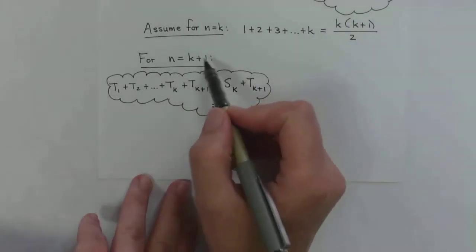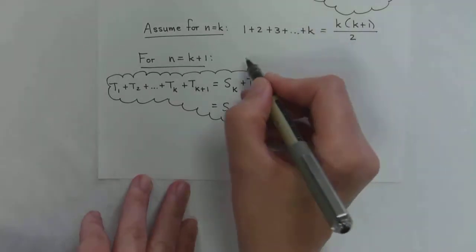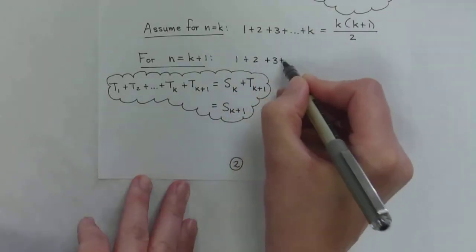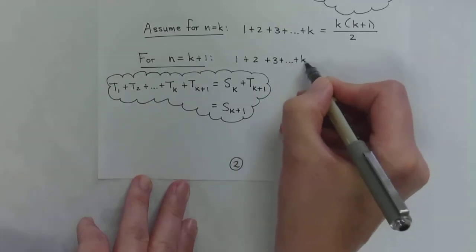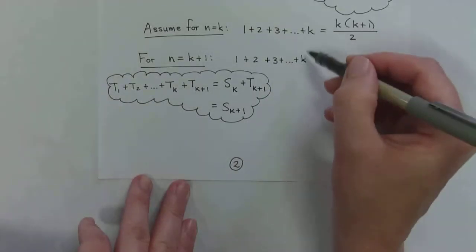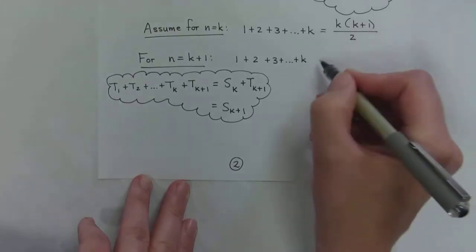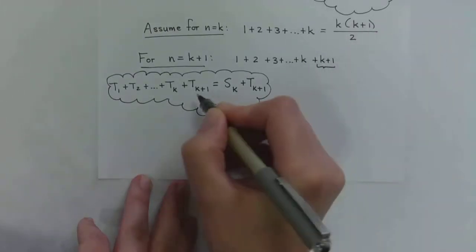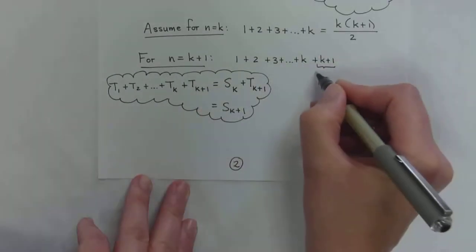Okay, so for n is equal to k plus 1, I will then go and say it's 1 plus 2 plus 3 plus, skip a few, and I go to k. But now I'm going to add on the next term. So in this case, the next term is going to be k plus 1. So that was this T of k plus 1 that I've added on.